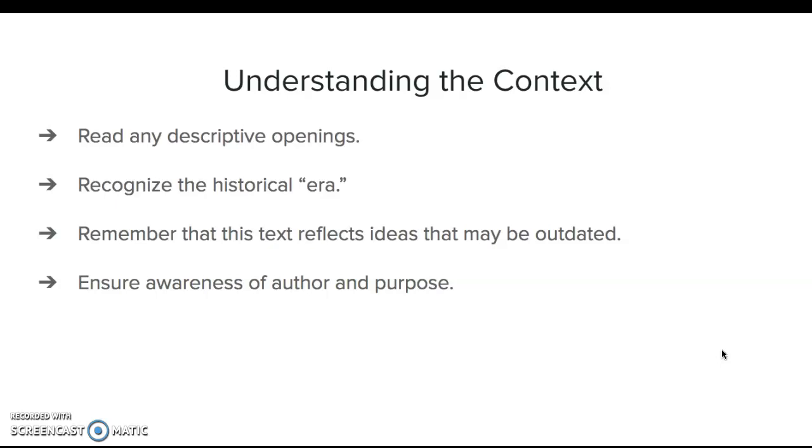And then make sure you do recognize who is my author, what is his or her purpose. A lot of times it will state that in the descriptive opening, and it'll definitely state the author, and sometimes it'll hint or actually lay right out what the purpose is. So make sure you know that.